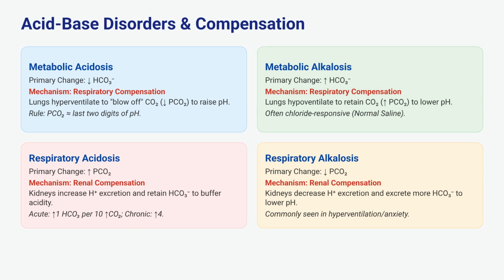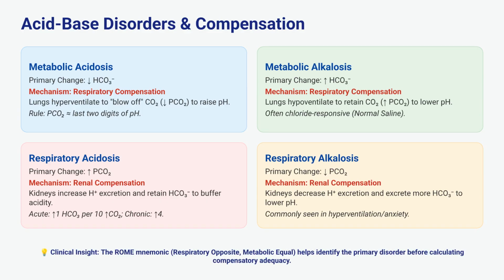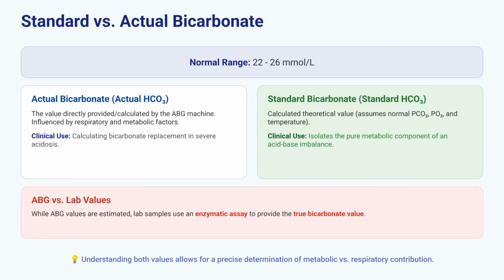Metabolic acidosis with low bicarbonate triggers respiratory compensation via hyperventilation to lower PCO₂. Metabolic alkalosis with high bicarbonate leads to hypoventilation to retain carbon dioxide. Respiratory disorders use renal compensation, retaining or excreting bicarbonate as needed. Actual bicarbonate is directly measured and influenced by both systems. Standard bicarbonate is a calculated value, isolating the pure metabolic component by assuming normal PCO₂. This distinction helps pinpoint the true metabolic contribution.